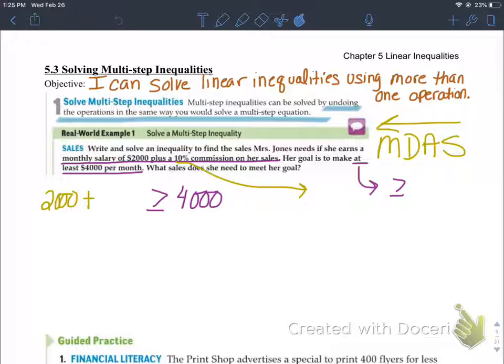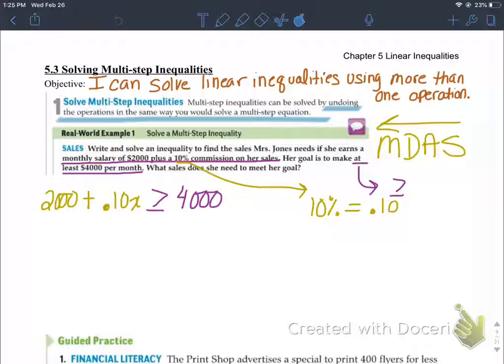So I wrote down that she needs to make at least $4,000, so I said greater than or equal to 4,000. We know she currently makes $2,000, and that she also gets a 10% commission. So that 10% can be written as a decimal as 0.10. We don't know how much her sales are, so we're going to say 0.10x.